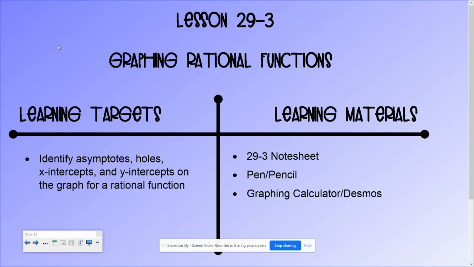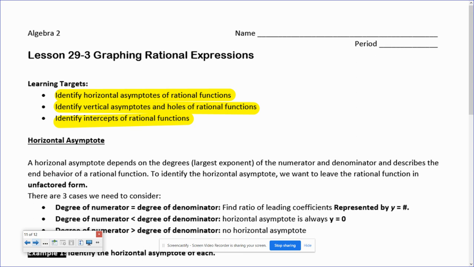In our lesson today, we're going to be doing 29.3, graphing rational functions. We started this a little in class today, but we're just going to be identifying more key parts, which are the x-intercepts, y-intercepts, and horizontal asymptotes. Make sure you have the note sheet that goes along with today's video, something to write with, and a calculator or Desmos to help you with maybe some graphing.